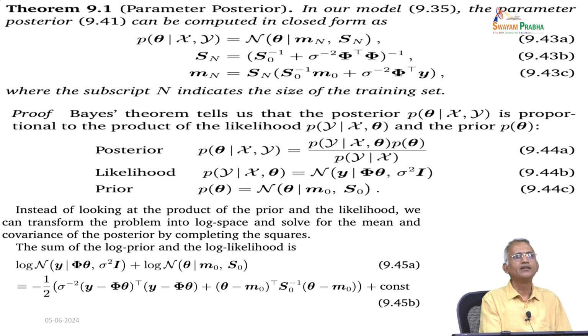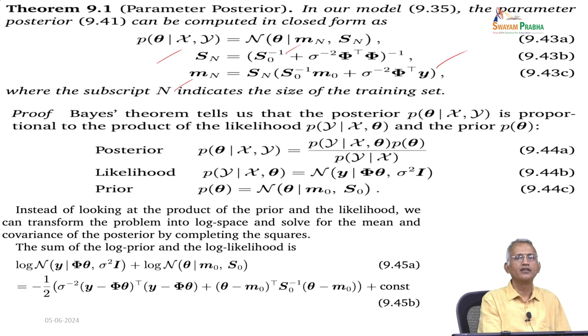By the theorem on the parameter posterior in our model 35, the parameter posterior in model 41 can be computed in closed form: p of theta given x comma y equal to N of theta given m n comma S n, where S n equal to S naught inverse plus sigma to the power minus 2 into phi transpose phi, whole inverse. And m n equal to S n of S naught inverse m naught plus sigma to the power minus 2 into phi transpose y, where the subscript n indicates the size of the training set.